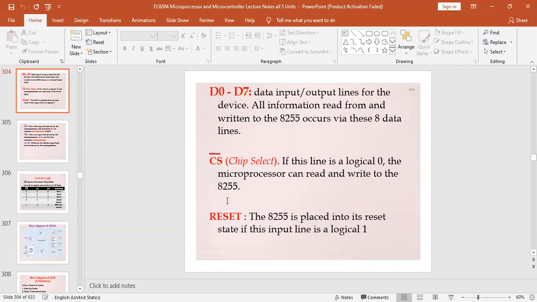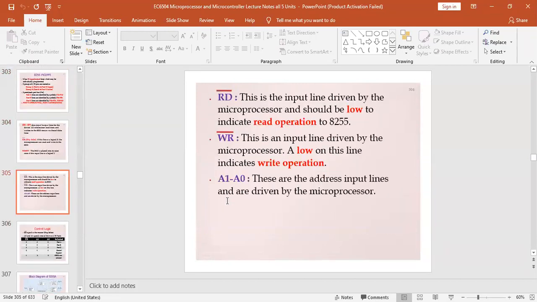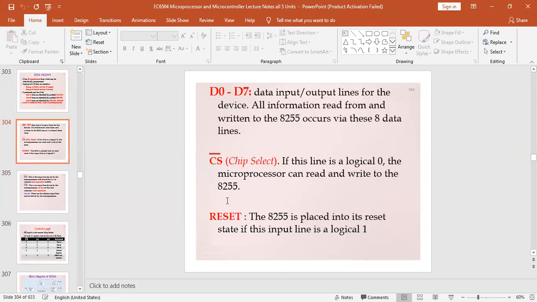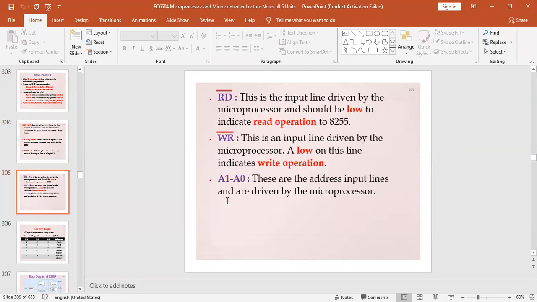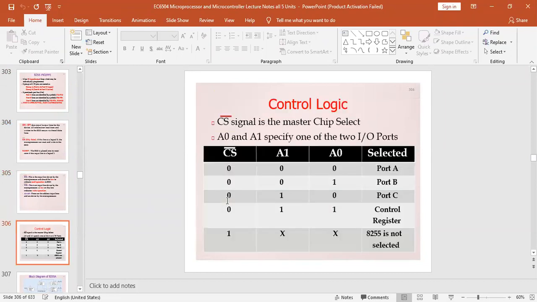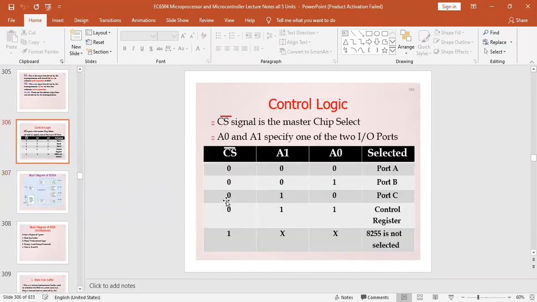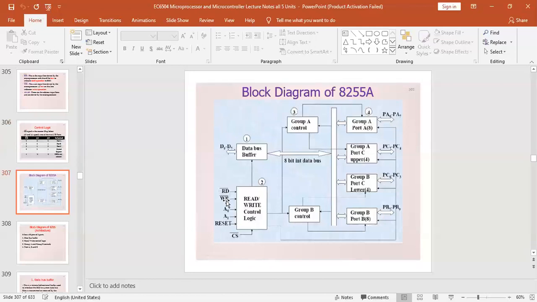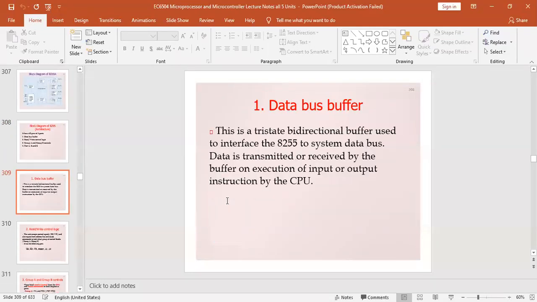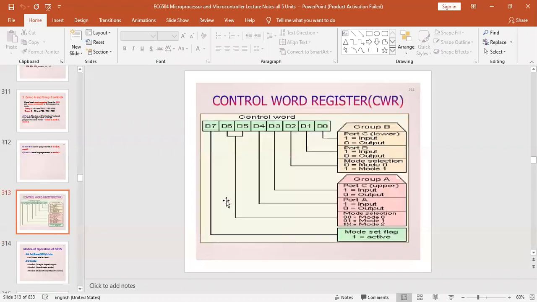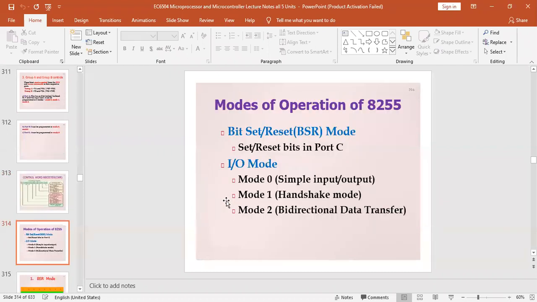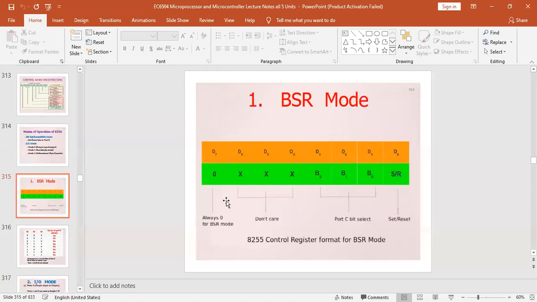So in 8255, you have to draw the pin diagram. You have to write and explain all the pins, that is D0 to D7, CS bar, reset, WR bar, RD bar, and A1 and A0. Then you have to write about the ports, that is port A, port B, and port C. Then how we group them, group A and group B. Then the block diagram. After the block diagram, you have to explain the control load formats. Two control load formats are available: one is IO mode, the other one is BSR mode.